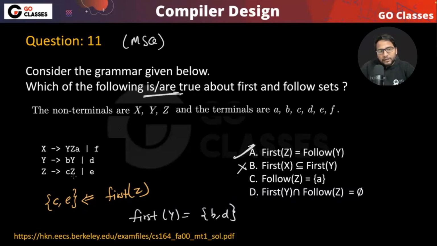Follow of Z will be what? It is small a only, right? So yeah, that is true. Is the intersection of first of Y and follow of Z phi? First of Y is B and D. Follow of Z is only A. Is this intersection phi? Tell me. Yes. So that's why D is true. So A, C, D are true.